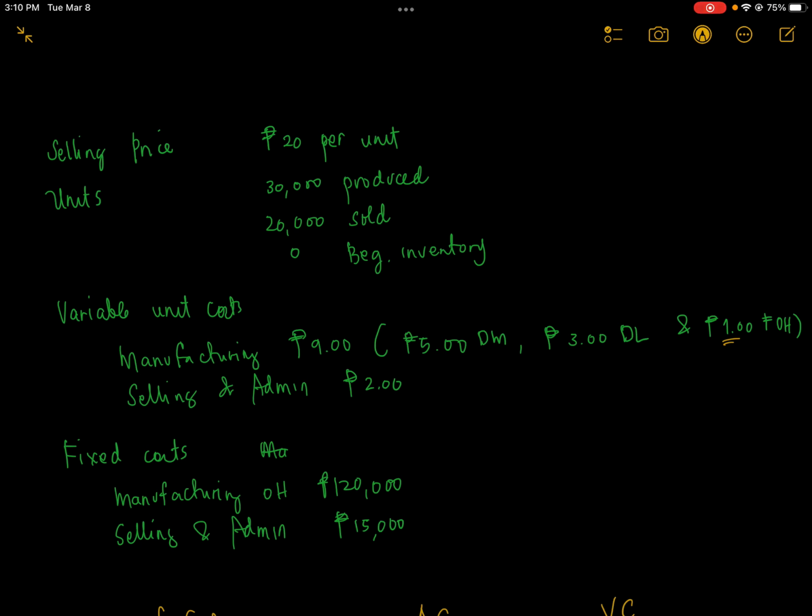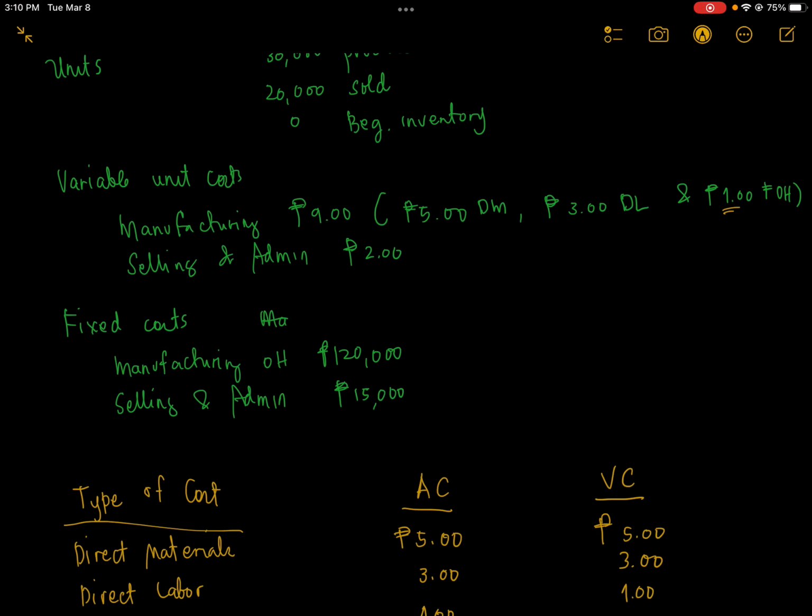For the month of January of 2021, the selling price again is 20 per unit. The units produced is 30,000. The units sold is 20,000. The beginning inventory is 0. In terms of variable unit cost, we have manufacturing of 9, which includes 5 for direct materials, 3 for direct labor, and 1 peso for factory overhead. The variable selling and administrative expenses is 2 pesos per unit.